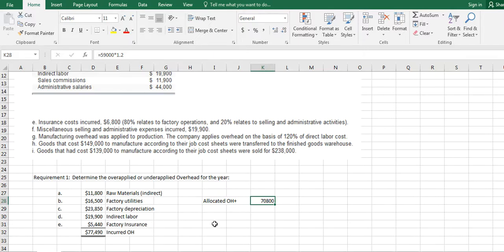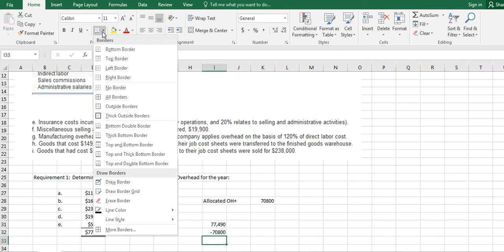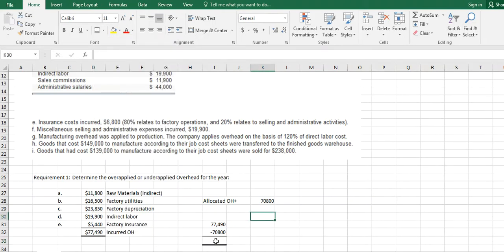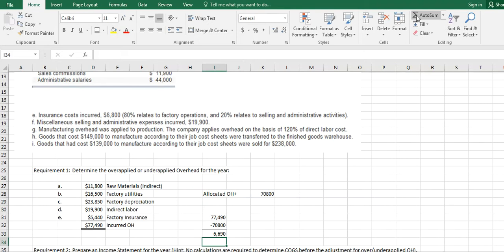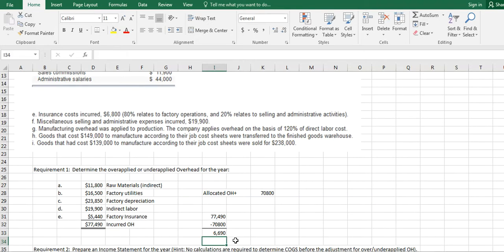So let's take the $77,490 and subtract out the $70,800. There's our $6,690, and that amount is for the overhead that was under applied. So this is actually the answer to part one.